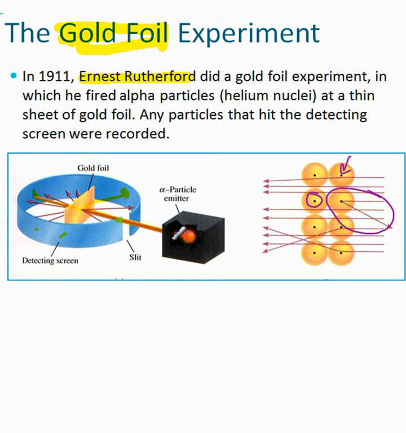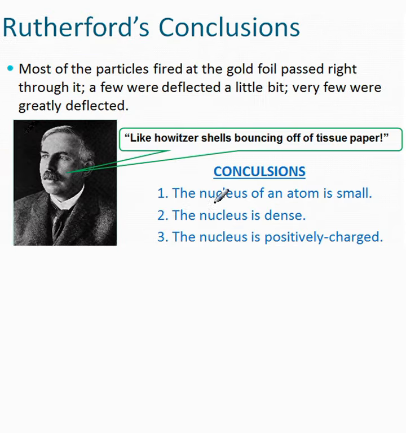The nucleus contains a positive particle, that was the proton. The gold foil experiment is how it was done. Rutherford, using alpha particles, firing them, discovered the nucleus. Key parts of his discovery were this. They knew the nucleus of an atom was small.